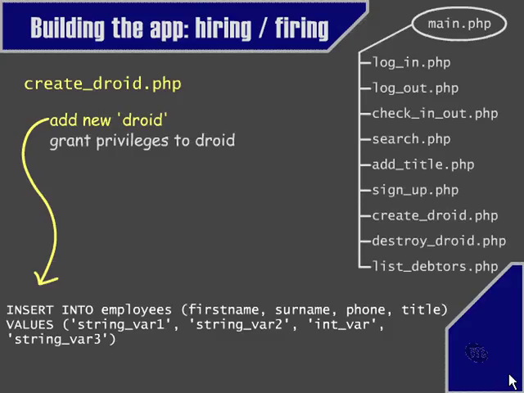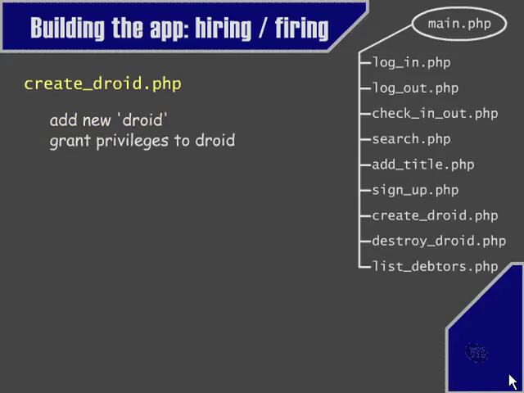Because the employees table contains in the title column a default value of droid, we don't, strictly speaking, have to add anything into the title column. For the sake of explicitness, however, we can add it in as droid if we wish.